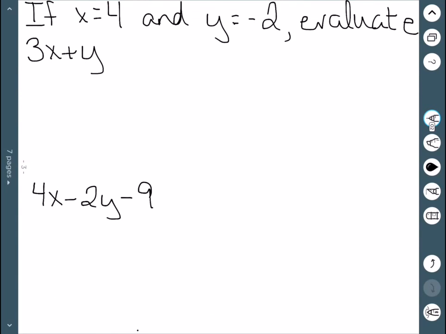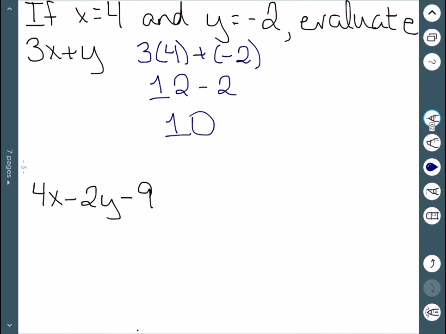We want to do some examples. We're going to let x be 4 and y be negative 2, and we're going to evaluate some things. So when we evaluate, all we do is substitute in. We know that x is 4, so this is 3 times 4, and y is negative 2, so plus negative 2. 3 times 4 is 12, minus 2 gives us 10.